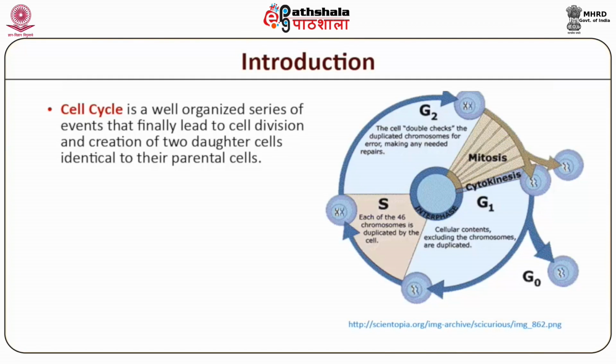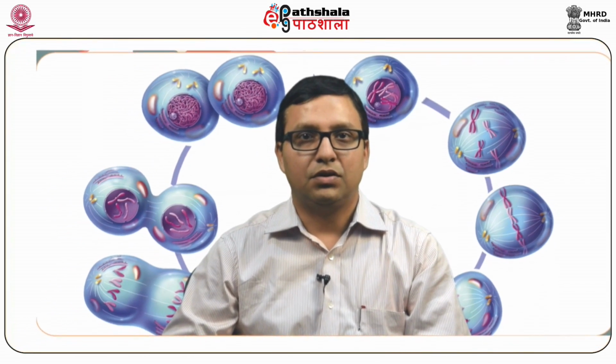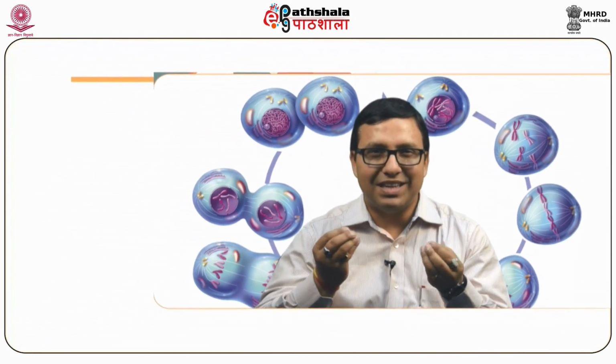Growth and reproduction are characteristics of cells. All cells reproduce by dividing into two, with each parental cell giving rise to two daughter cells each time they divide. Cell cycle mainly involves two main processes. Number 1, cell growth, and number 2, cell division. Cell growth is increase in cytoplasmic content, and cell division is the process when the cell finally divides into two newly formed daughter cells.